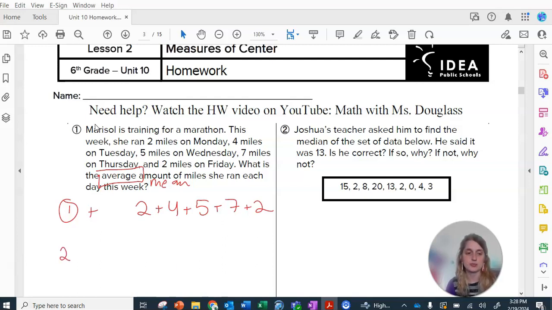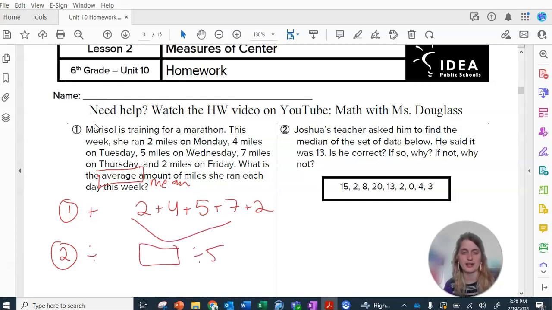And then step 2 is you divide by the number of numbers that you have. I just said, yep, that's 5. That means that we're going to divide by 5. Whatever this answer is, divide by 5 gives you your average number. Some days you do less, some days you do more, but if I had to say Marisol runs about this much each day, that would be the average number, the mean.